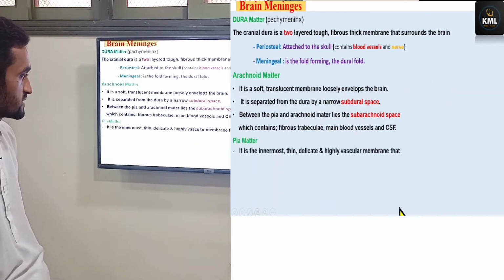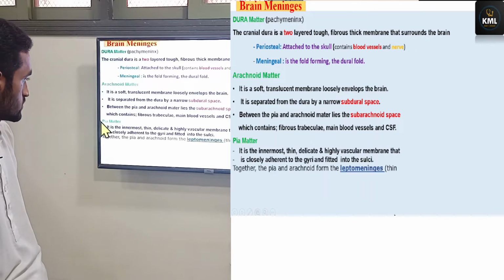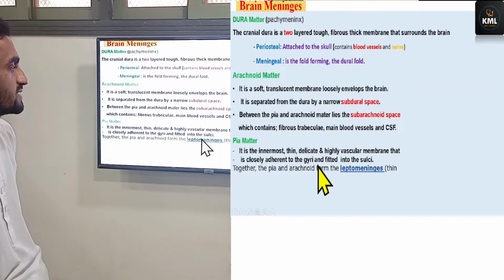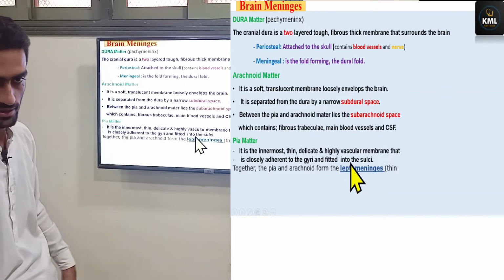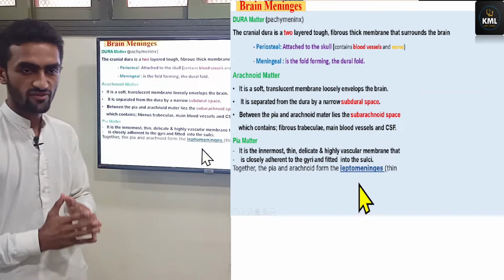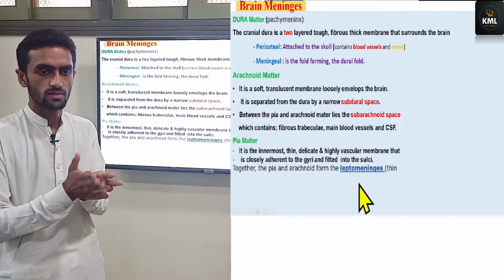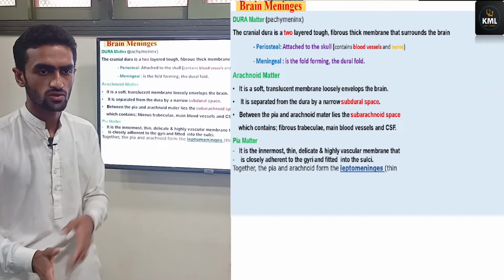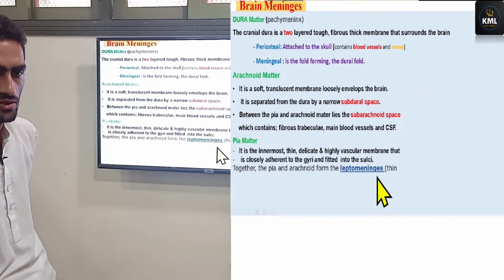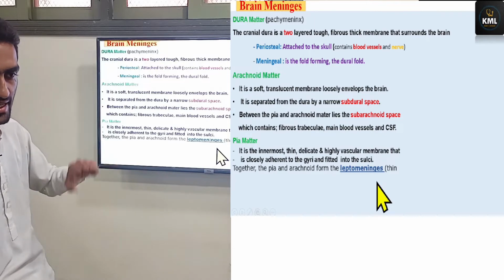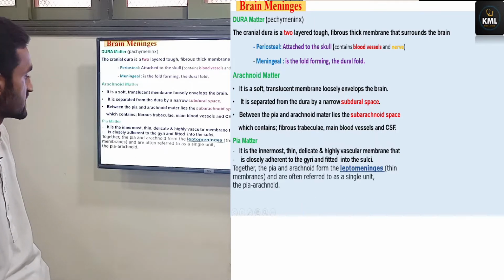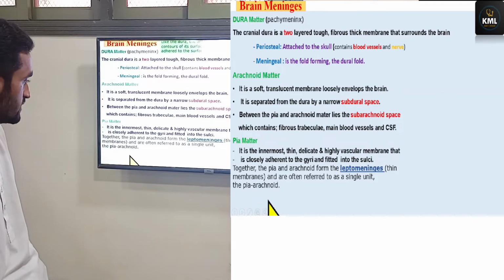And the pia mater is the innermost highly vascular layer. Can you see here, it is closely adherent to the gyri and fitted into the sulci. Are you clear on this term? So both the arachnoid and the pia, because they are associated mainly with the brain, share a single name, the leptomeninges. So this is the name for the arachnoid and pia as a complex, a single unit.